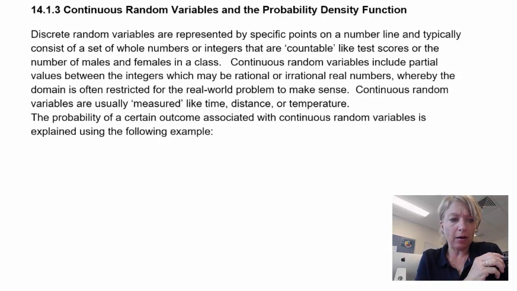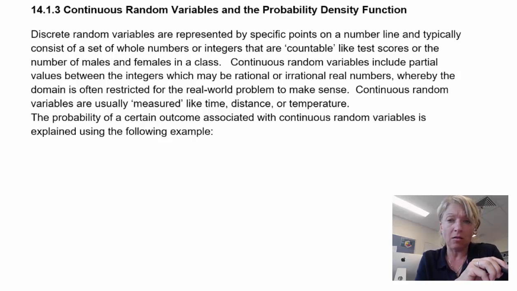Discrete random variables are represented by specific points on a number line, and they typically consist of a set of whole numbers or integers that are countable, like test scores or the number of males and females in a class. By contrast, continuous random variables include the partial values between integers, which may be rational or irrational real numbers.